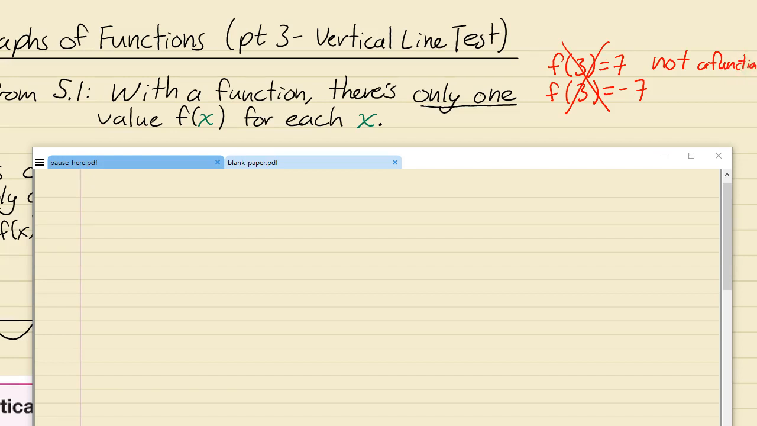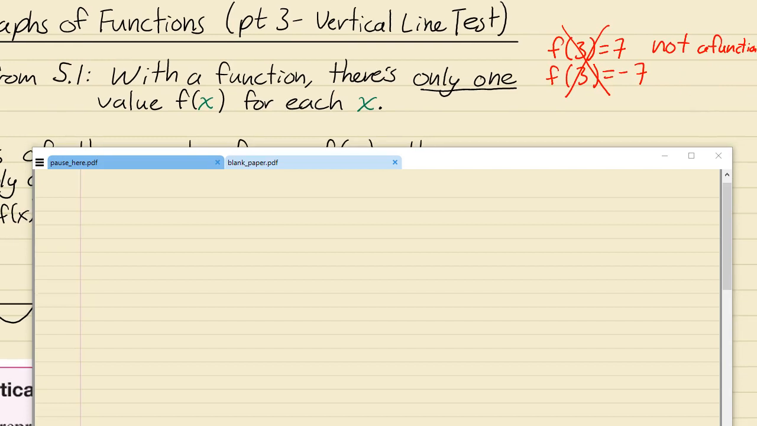But if you had it the other way around, like if you had something like f of 3 equals 7, let's say, and f of 5 also equals 7, that's okay. You're getting two different inputs that give you the same output, that's okay. But for any particular x that you plug in, you need to only get one output.